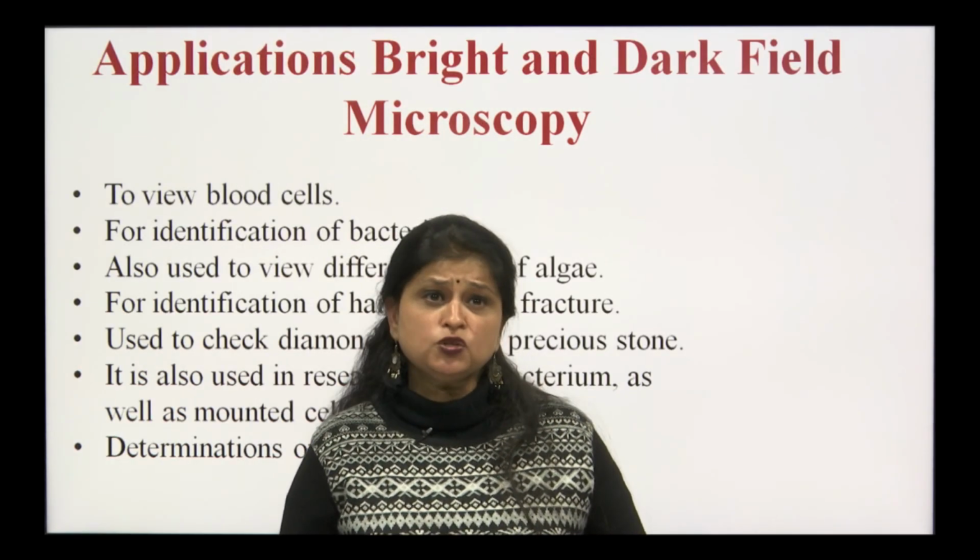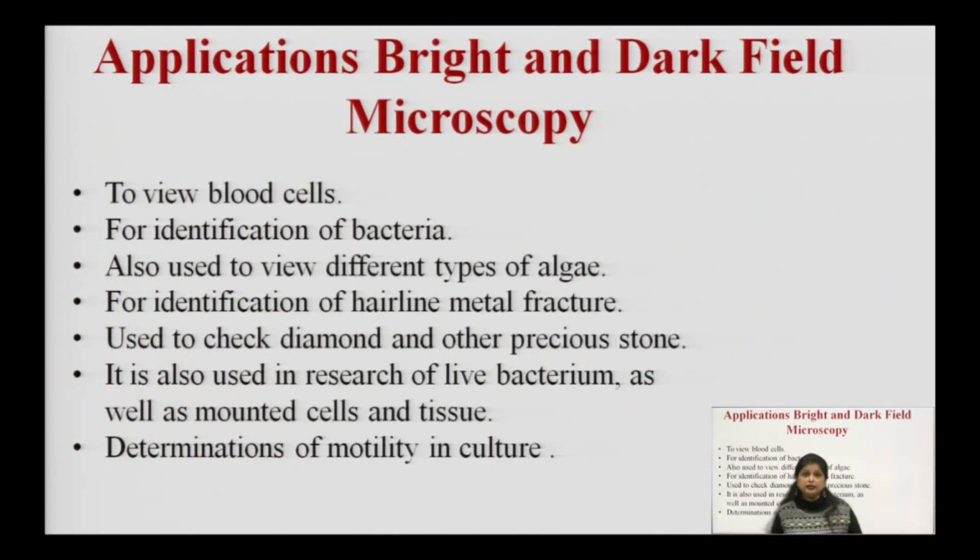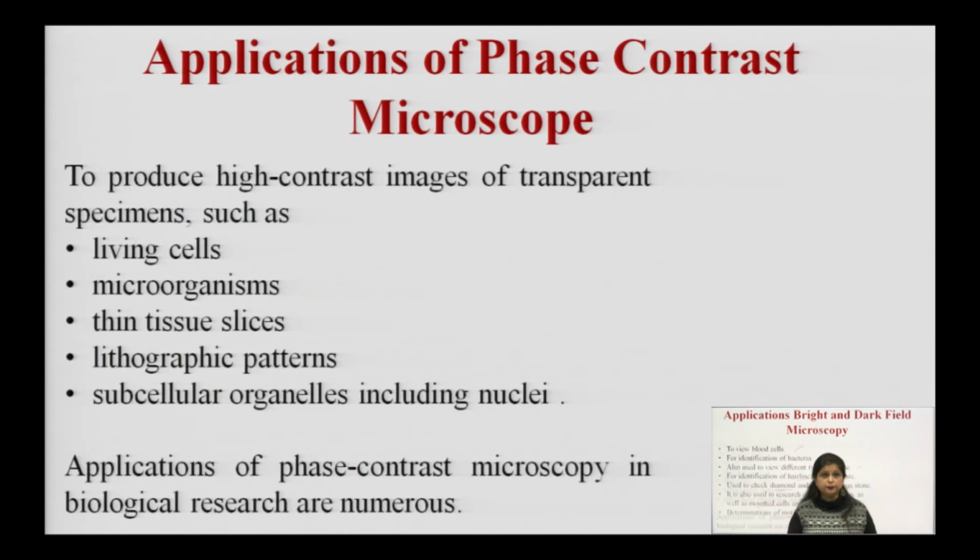So these are the applications. Bright field and dark field are used to view blood cells and for identification of bacteria. They are used to differentiate between various types of algae, identify hairlines, and check diamonds and other precious stones. These are used to differentiate between the mounted cells and tissues. We can see live bacteria, and we can even determine the mortality of bacteria within the culture.